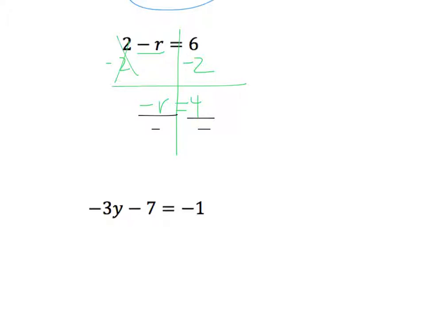So if I divide by a negative 1 or divide by a negative, 2 negatives become a positive, and I get positive r. And on this side, positive 4 divided by a negative 1 would result in a negative 4. So really what I was doing is I just flipped both of the signs on both sides of the equation and got r equals negative 4.